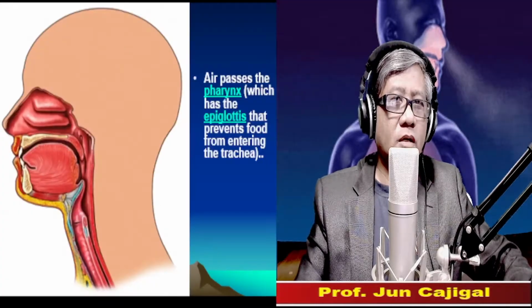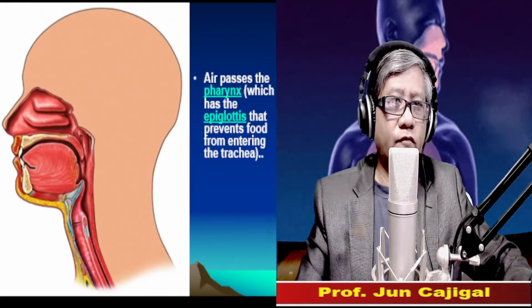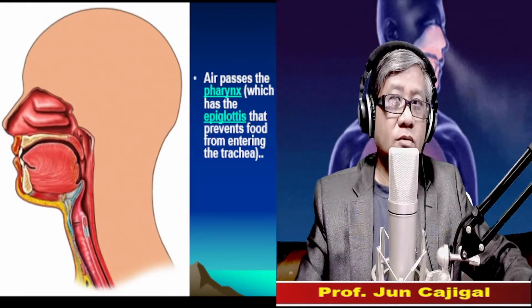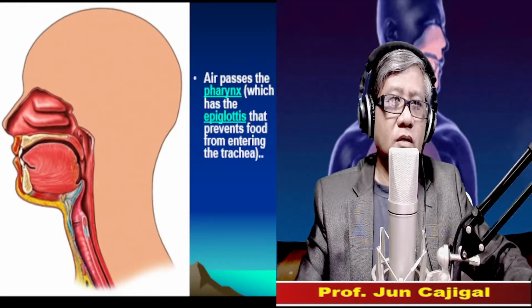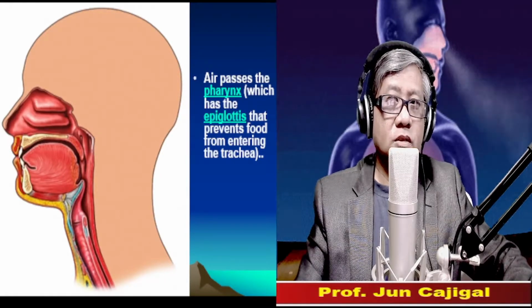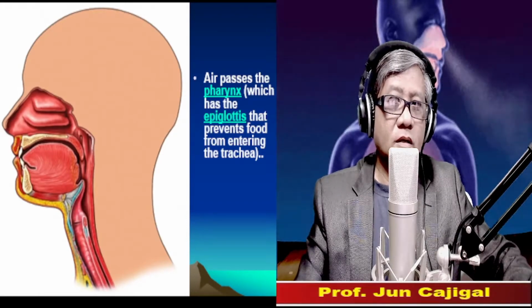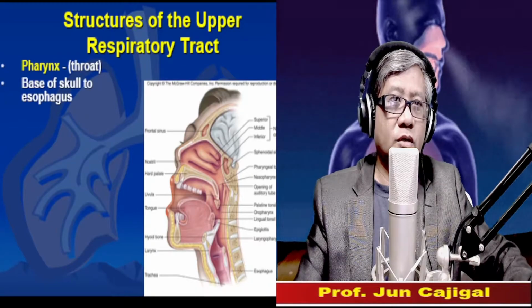Then eventually the air passes the pharynx, which has the epiglottis that prevents food from entering the trachea. The pharynx is also known as the throat, and it contains the epiglottis, which is a flap of tissue that opens and closes in order to prevent food from entering the respiratory tract. So that's the pharynx or the throat.